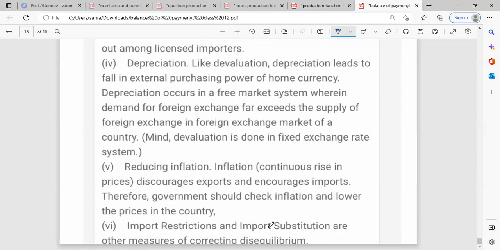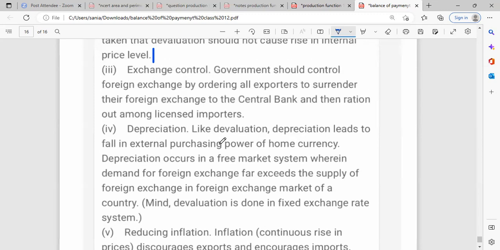Next, import restrictions and import substitution are other measures for correcting disequilibrium. For example, in your country you import 10 refrigerators and the export is only 2. At that time you will put import restrictions so that nobody imports. If you already have 10 imports, which is really high, you will control it, right? But if your exports are too high and imports are zero, at that time you will put restrictions on the other side. So these are the ways you can control things.